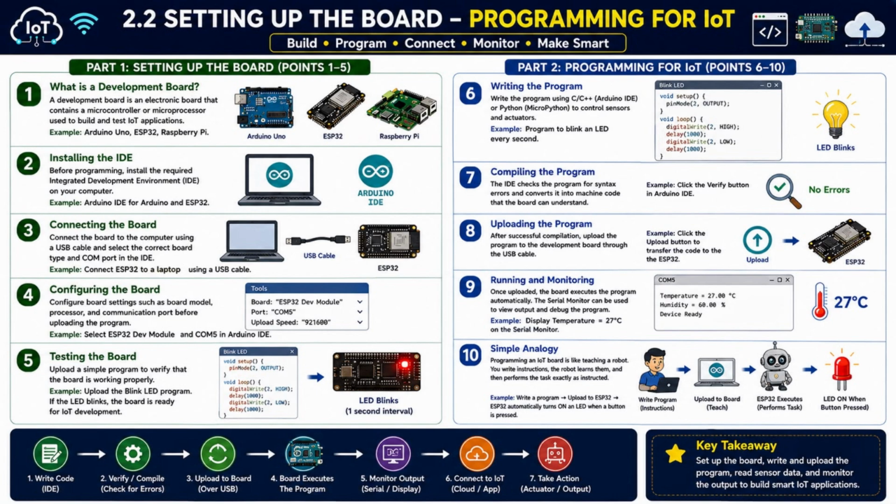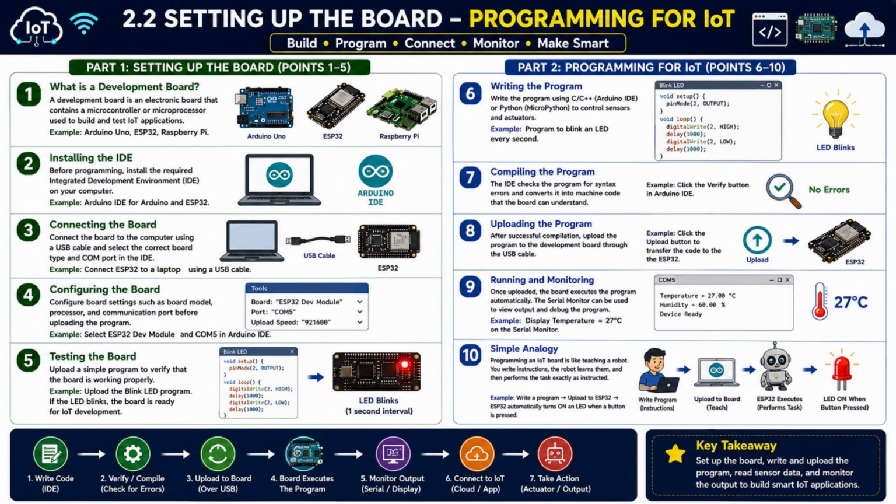After that, we have to connect the board. The procedure is to connect the board to the computer using a USB cable and select the correct board type. Enable it, which is available on the screen. And the communication port, the COM port, in the IDE is there. That also you have to enable. That is once again explained here in the example. Connect ESP32 to a laptop using a USB cable. Some information can be seen on the screen for configuration purposes. So now the configuration of the board procedure, we will check it.